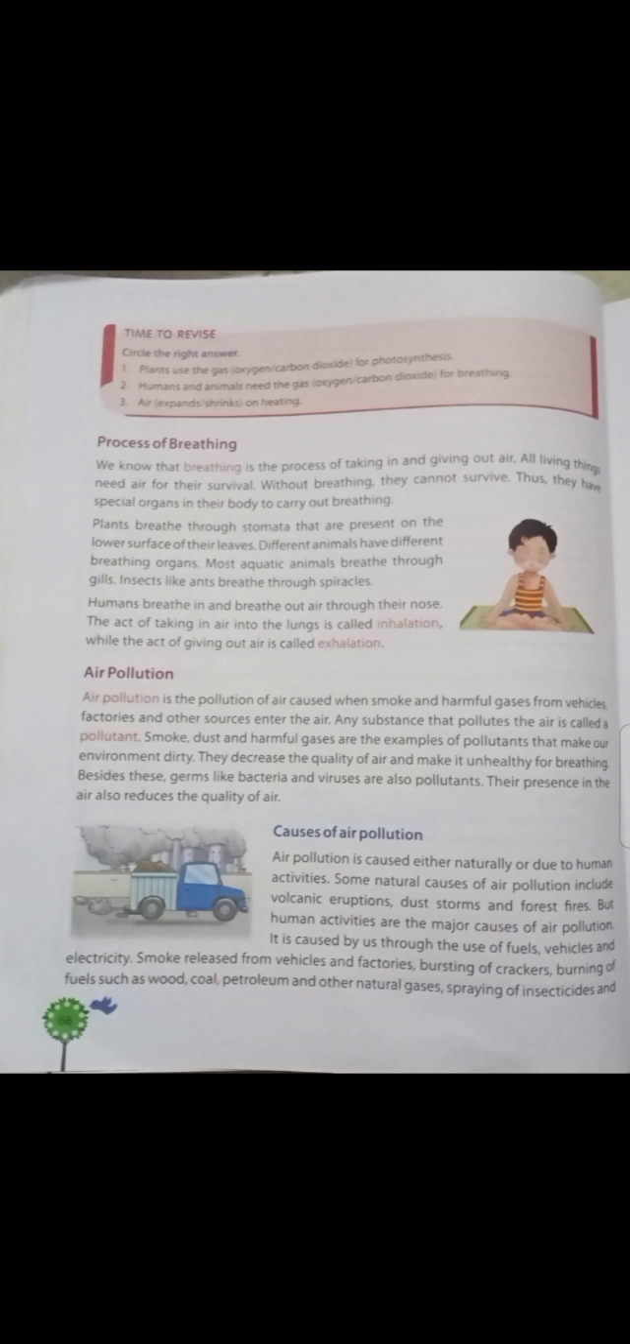Some natural causes of air pollution include volcanic eruptions. Do you know what volcanic eruptions are? Dust storms and forest fires. From volcanic eruptions, what happens? From the volcano, lava comes out, which is a hot liquid. That is actually a burning liquid, you can say. It destroys everything around itself. The place where the volcano erupts and the lava comes out, wherever the lava falls, that place is totally destroyed. So these are the natural causes.